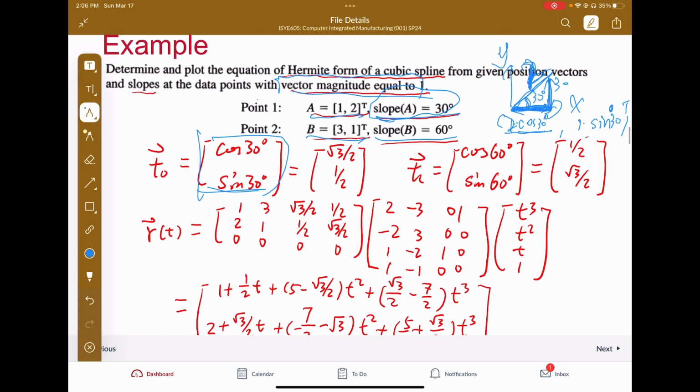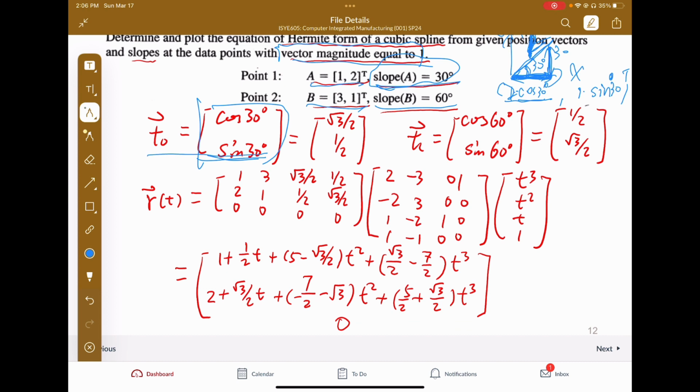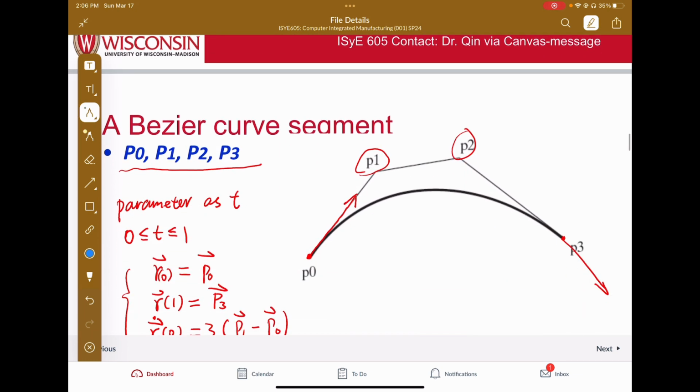And this is another example. After you change to the vectors, you just put them into the first matrix. This is always the same, and using this you get the final answers. So this is another example.